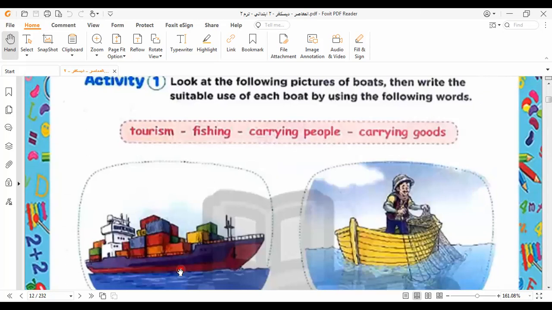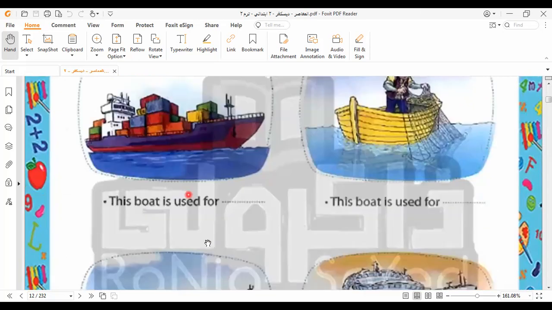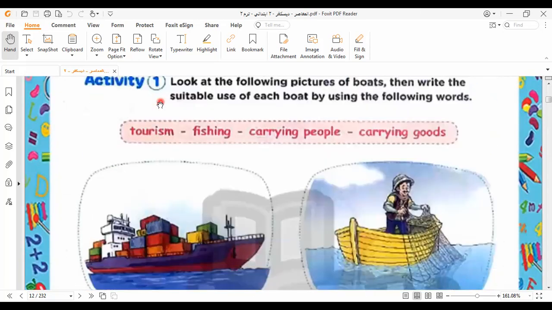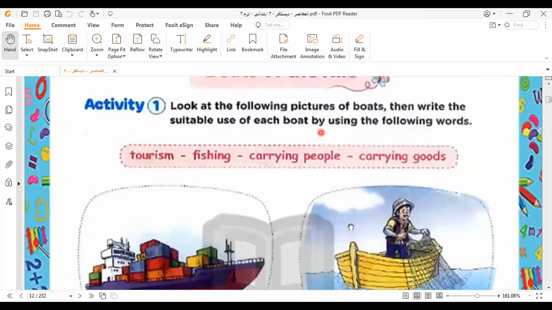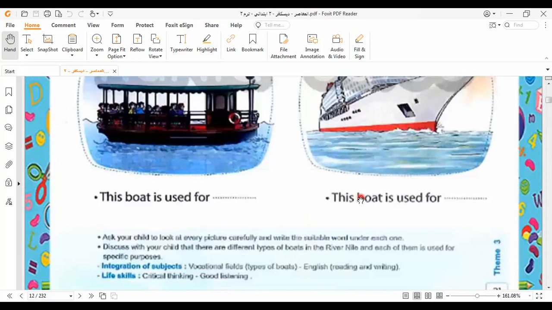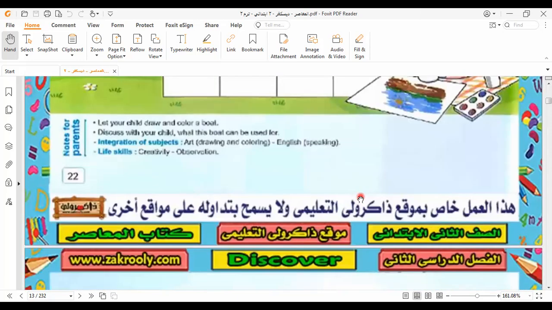No, it's not carrying. It's for tourism, so I will select this one. Another ship: this ship carries people, so I will select people here. This is for people. Okay, this is an activity, do it by yourself.